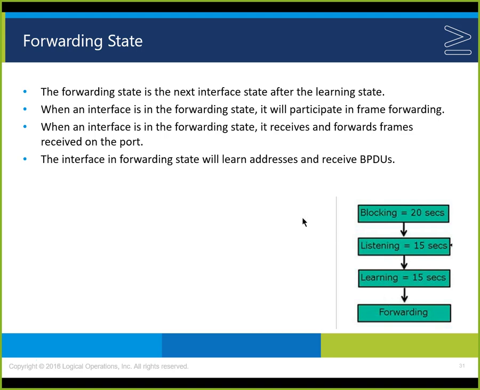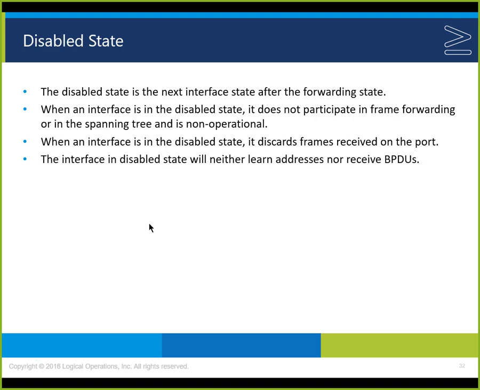An interface in forwarding state will learn the addresses and receive BPDUs. And if we have any of these topology change messages, it's going to get those things. The disabled state is the next one after forwarding state.